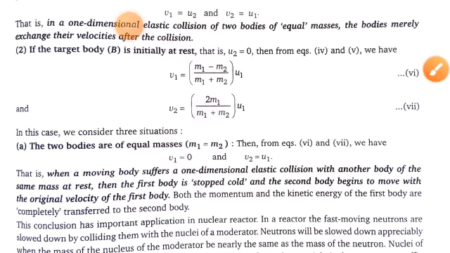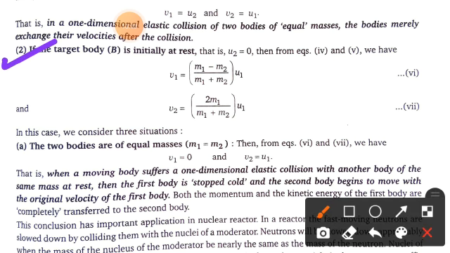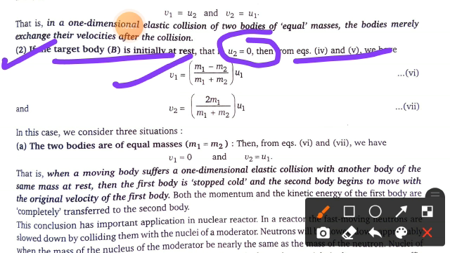Now what is special case number 2? You can see here, if the target body B is initially at rest, meaning the second body of mass m2 is at rest, its initial velocity is 0. So from equations 4 and 5 you can say that v1 equals this and v2 equals this much. In this case we consider three situations.